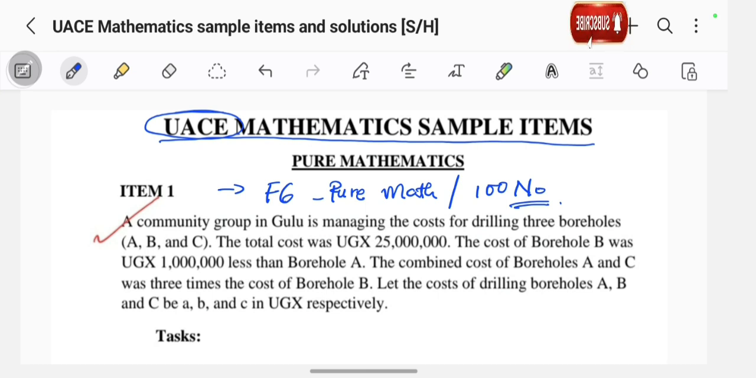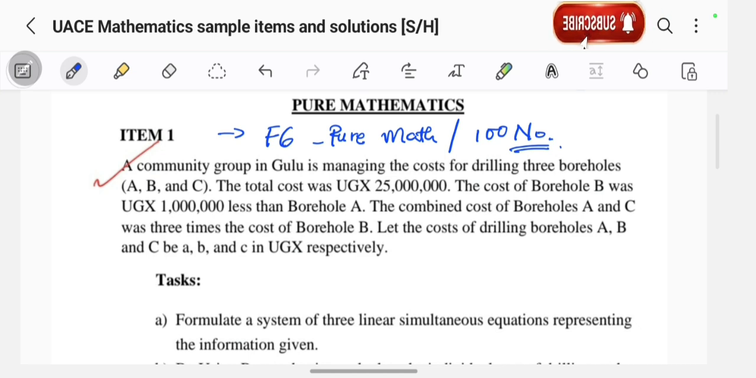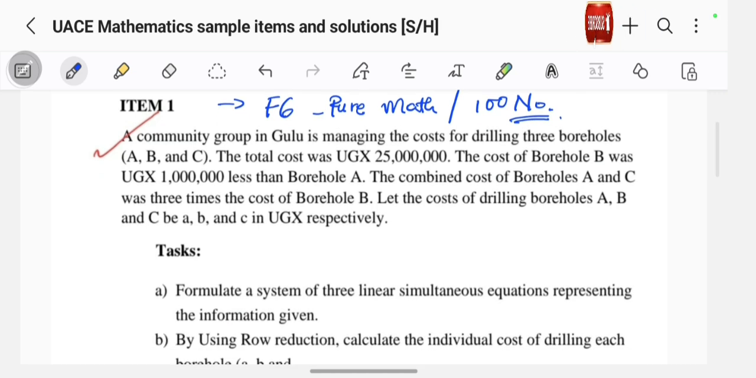So our aim is 100 numbers. If you break down 100 numbers, there are high chances that some numbers are going to appear in mock and some numbers are going to be appearing in UNEB from what we discuss here. So it's going to be a jackpot for you.